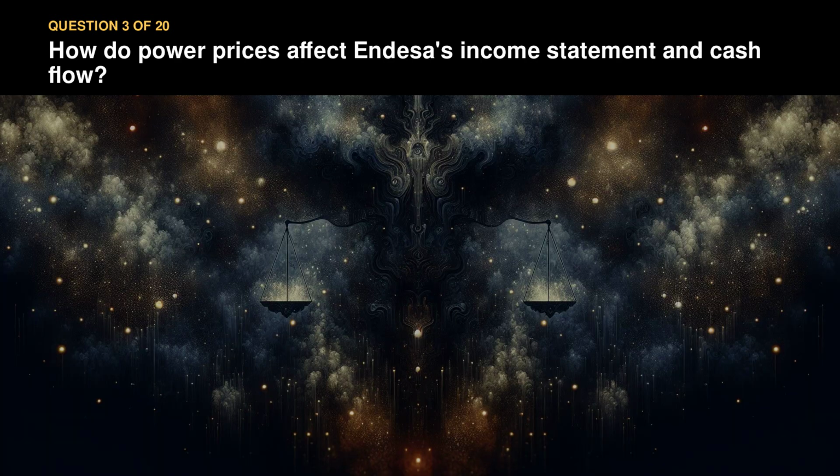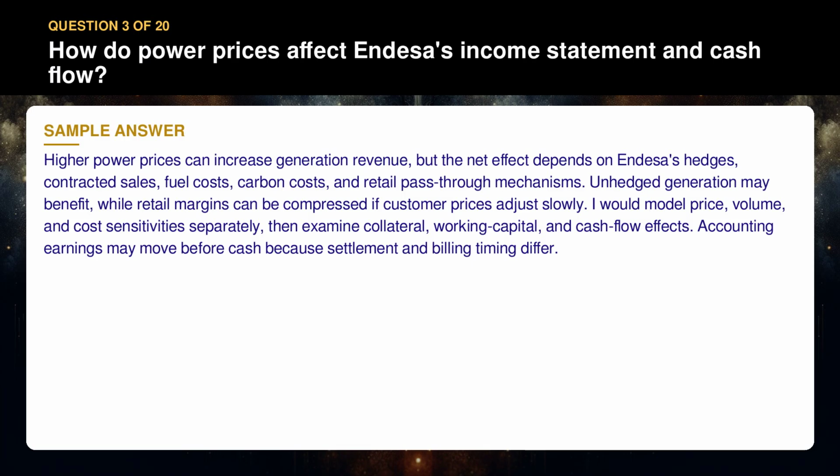Question 3. How do power prices affect Endesa's income statement and cash flow? Higher power prices can increase generation revenue, but the net effect depends on Endesa's hedges, contracted sales, fuel costs, carbon costs, and retail pass-through mechanisms. Unhedged generation may benefit, while retail margins can be compressed if customer prices adjust slowly. I would model price, volume, and cost sensitivities separately, then examine collateral, working capital, and cash flow effects. Accounting earnings may move before cash because settlement and billing timing differ.